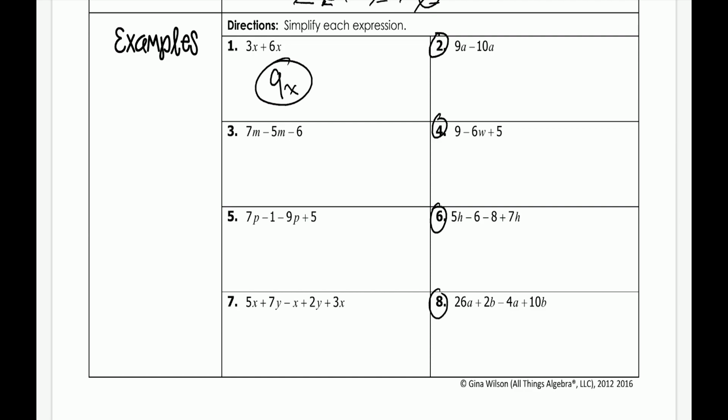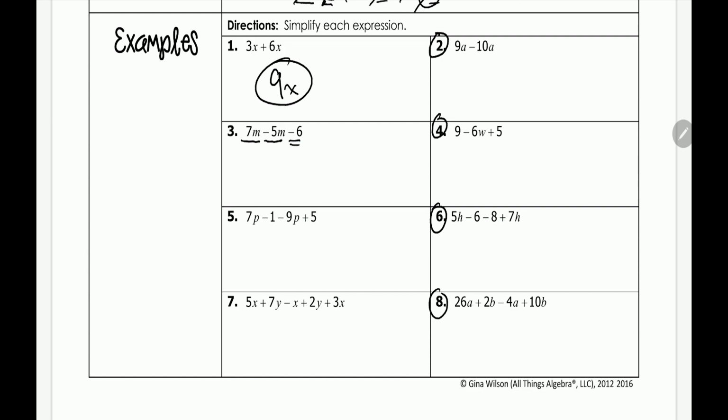Moving on to number 3, we have 7m minus 5m minus 6. In this one we have variable terms and we have constant terms. So let's go ahead and use that line thing. One line is going to be the variable, 2 lines is going to be the constant. 7m, is that a constant or a variable? Well, you should be able to tell me that that's a variable term, so we're going to underline it with one line. Negative 5m is also a variable term, so it gets one line. Negative 6, that's a constant, so we have 2 lines.